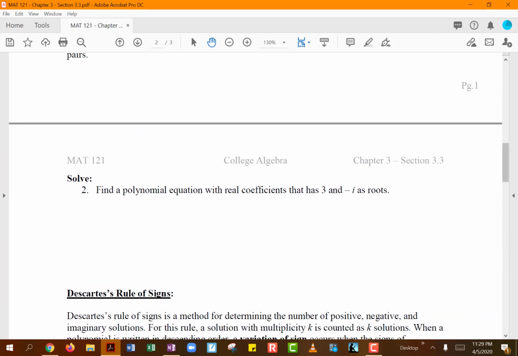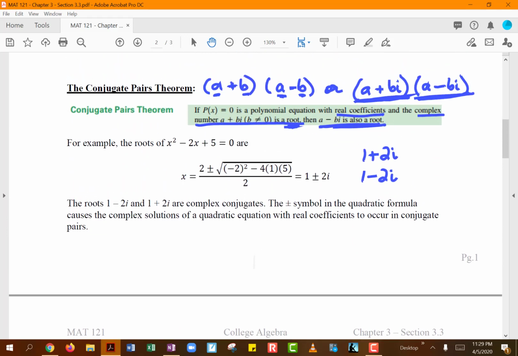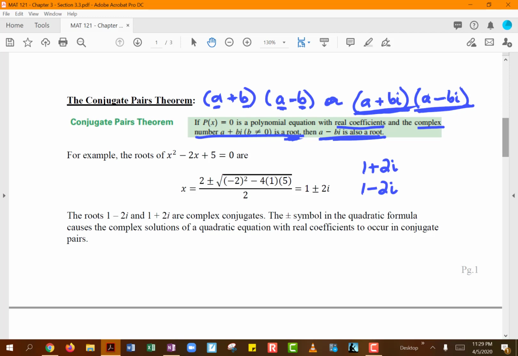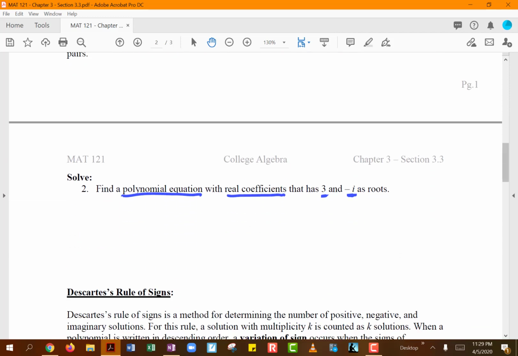So they're actually asking you to find the polynomial function. So we're working backwards. They're saying the polynomial equation has real coefficients and it has roots 3 and negative i. Okay, so you can see 3 is going to be a real number, but negative i is an imaginary number, right? So the idea is if you use this concept of the conjugate pairs theorem, then that means if negative i is your root, then that also means that positive i is also going to be a root.